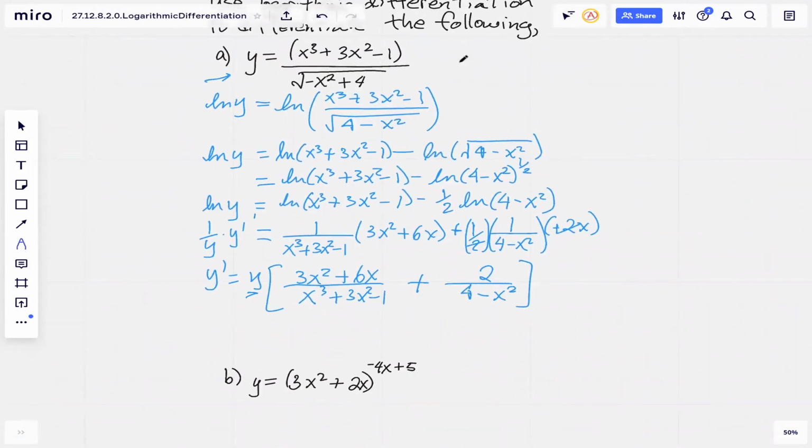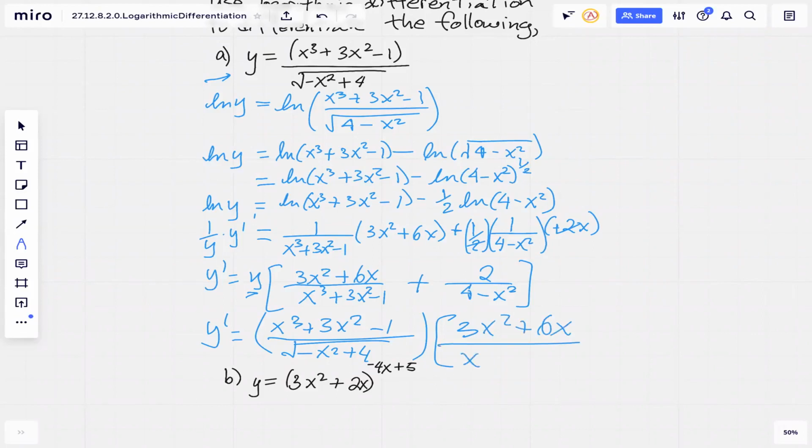Let's write the final answer in. So y prime equals, what does y equal? It equals x cubed plus 3x squared minus 1 over the square root of negative x squared plus 4, all of that being multiplied by everything in these square brackets. I'm sure you can make this a lot neater and simplify. I will leave the simplification for you as an exercise, but this is our y prime, and a lot easier. I think it can be a lot easier than using the quotient rule directly.